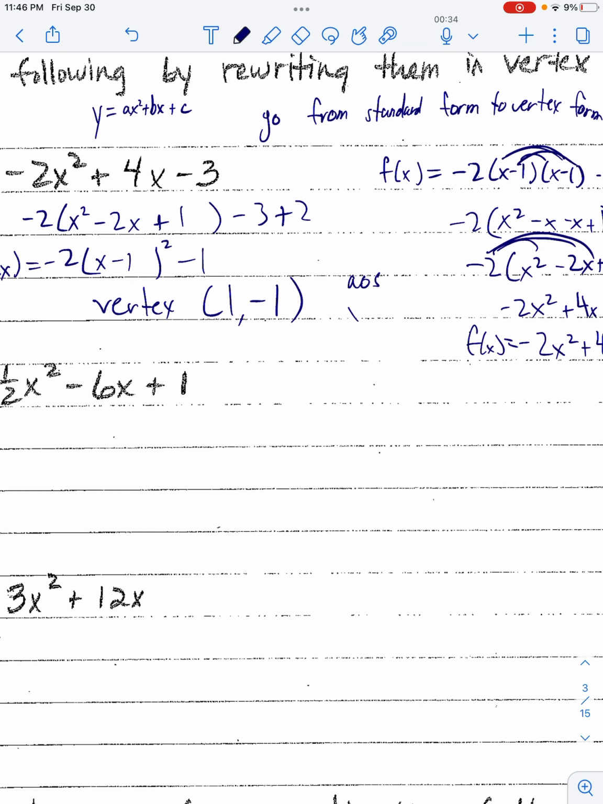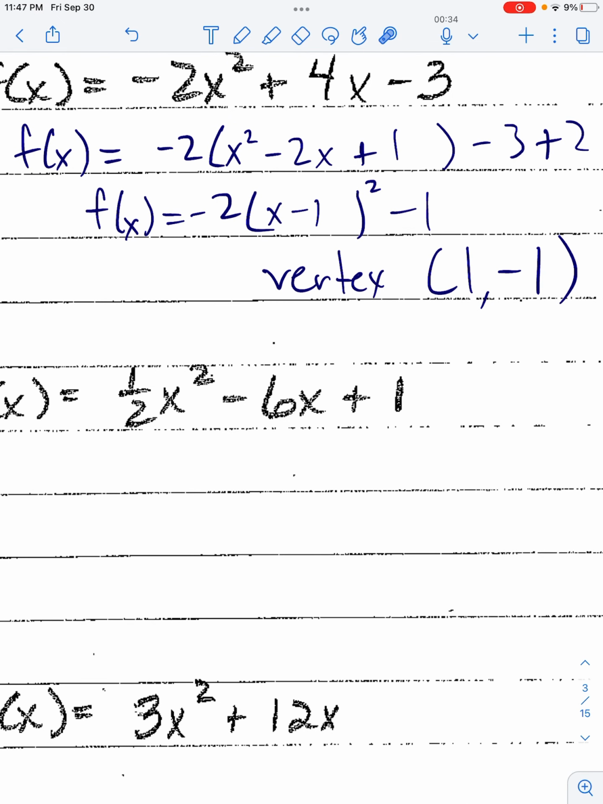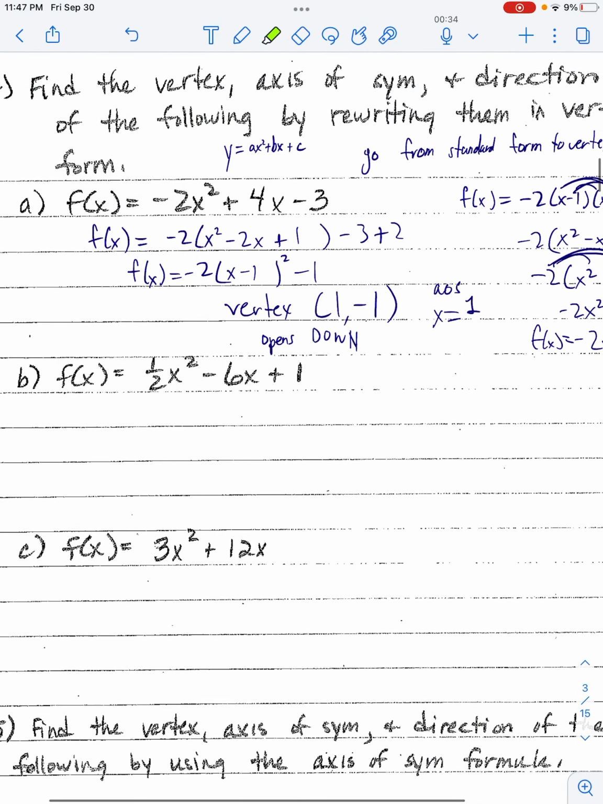Axis of symmetry is going to be x equals, and then not the y-coordinate, sorry, the x-coordinate of my vertex right here, which is 1. And then the number in front of my parentheses multiplying them is negative 2, so it's going to open down. Opens down. All right, so those are my solutions here. Good stuff, okay?